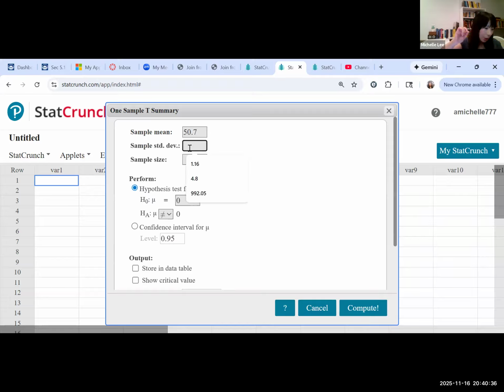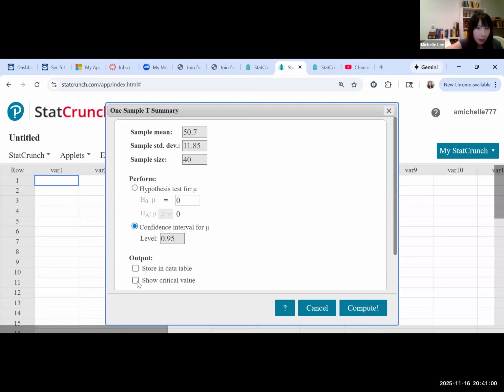And then sample standard deviation, 11.85. And sample size, n equal to 40. And then confidence interval, yeah? 95%, right? Okay.